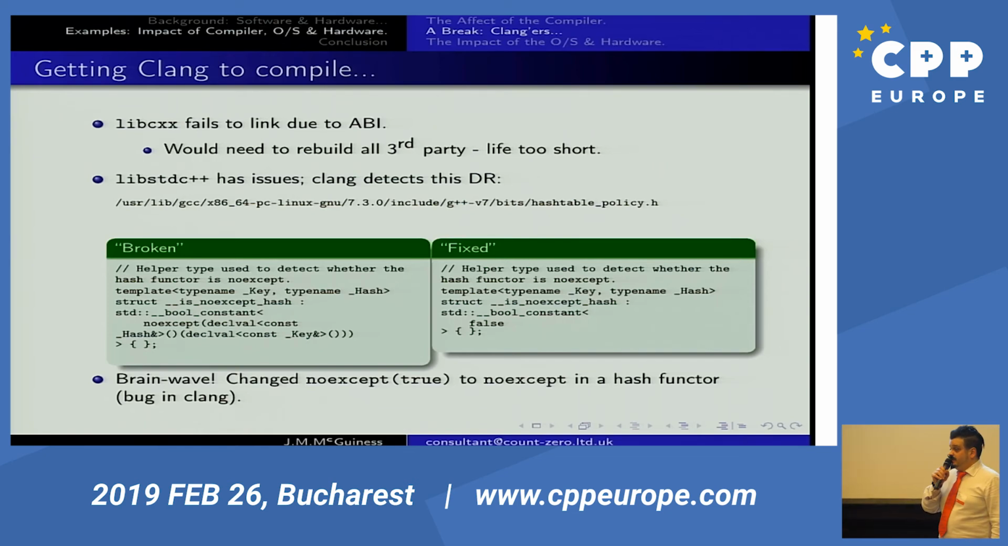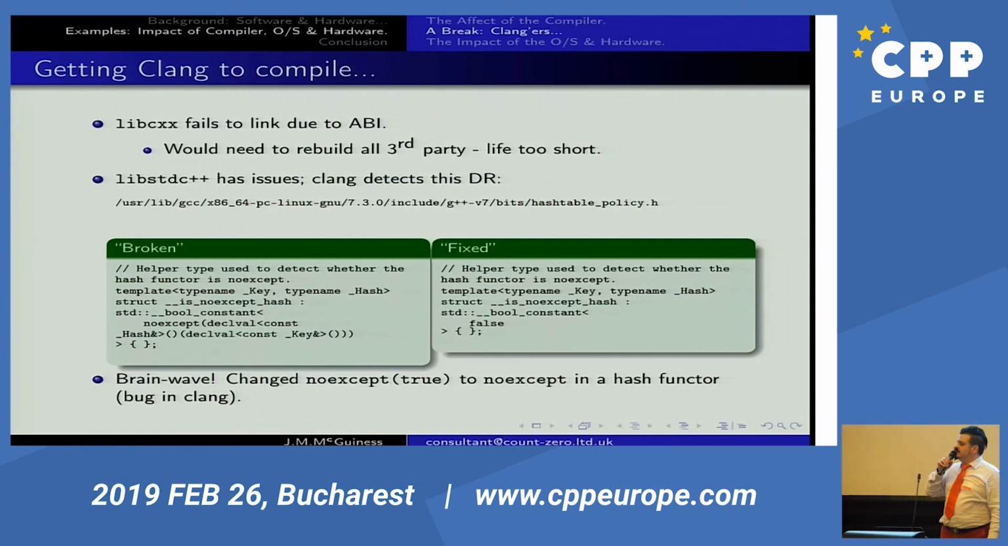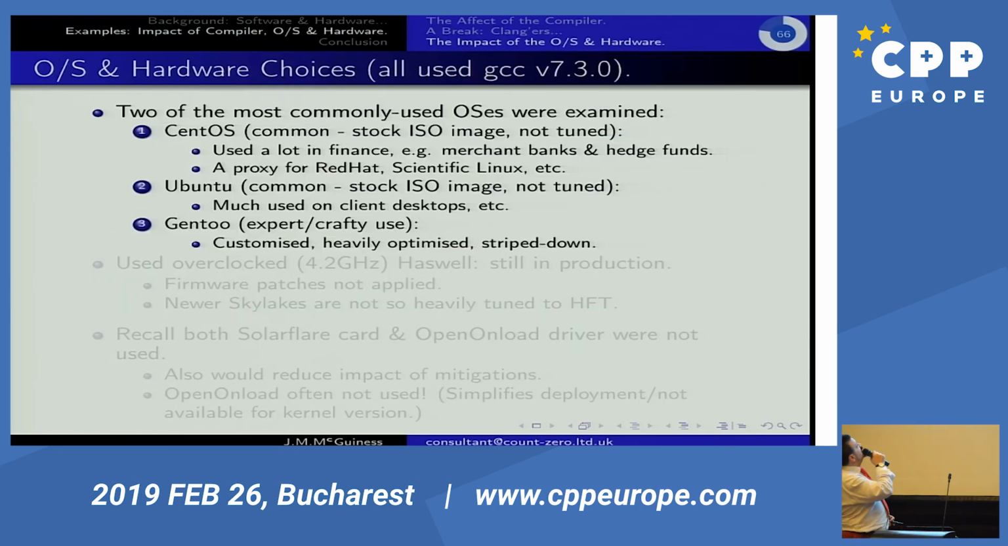Oh, does everything compile on your computer for Clang? I don't think so. So I used libstdc++. It had some issues. There's a defect report in hash table policy, which I had to hack. There's an interesting bug in Clang as well. Sometimes noexcept(true) won't parse. So you just have to delete the true bit, and then it works. Okay, need to skip on a bit. The error messages are horrendous, as usual, as you might imagine.